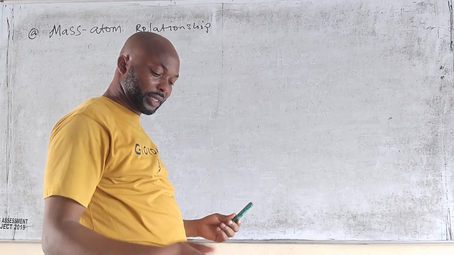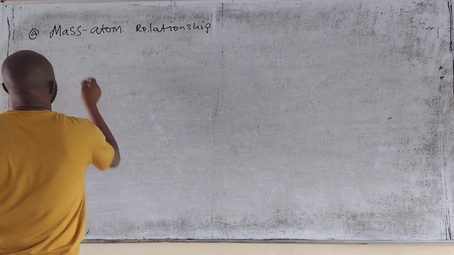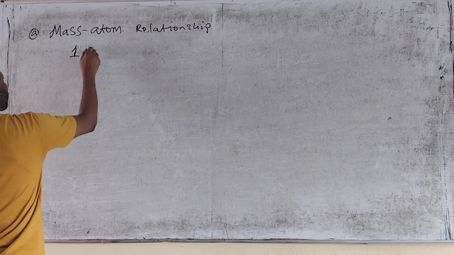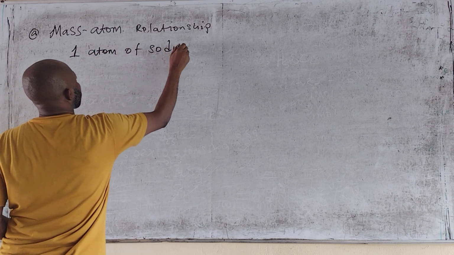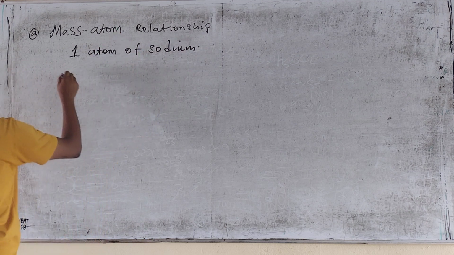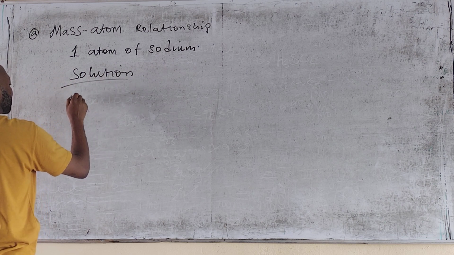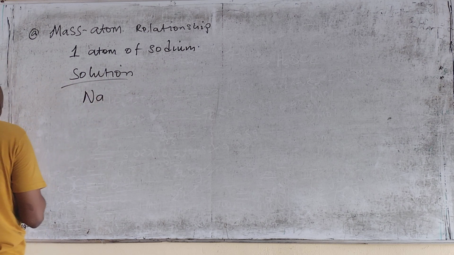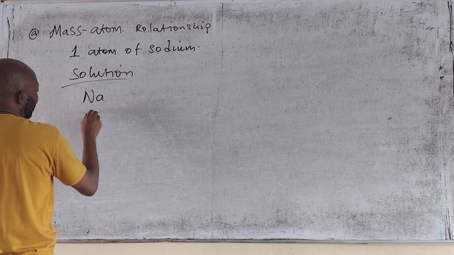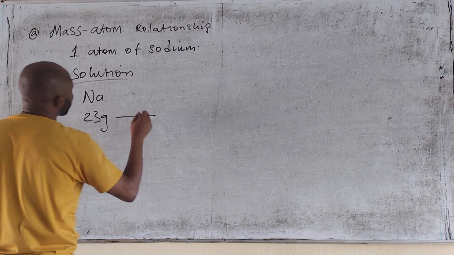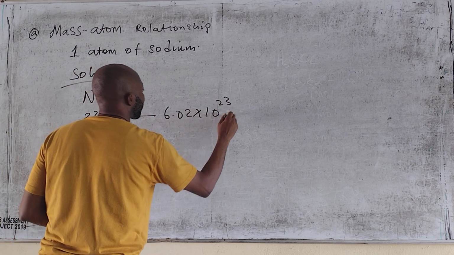Calculate the mass in grams of one atom of sodium. We're in mass-atom relationship, solution. So this is my sodium. How many grams of sodium do we have? We have 23 grams of sodium. It's equivalent to 6.02 times 10 raised to the power 23 atoms.